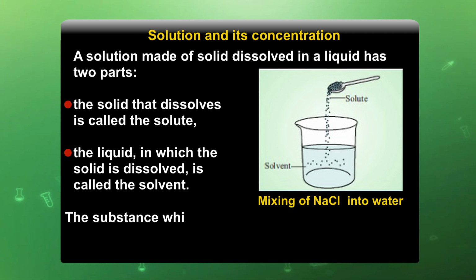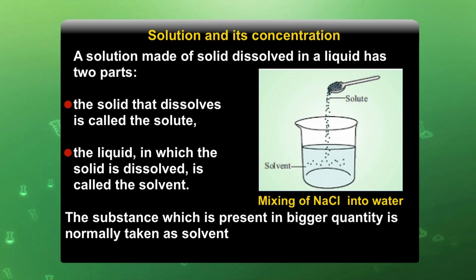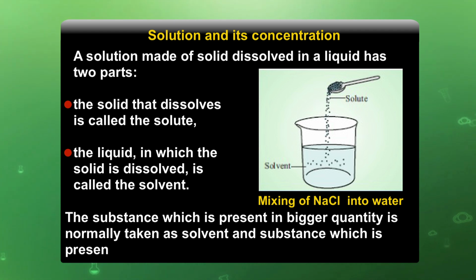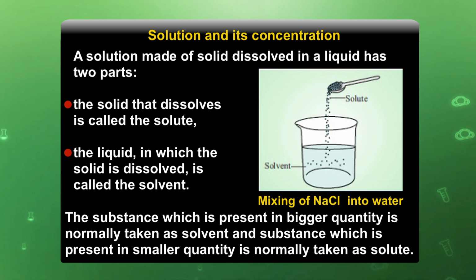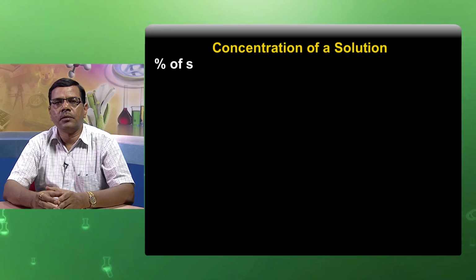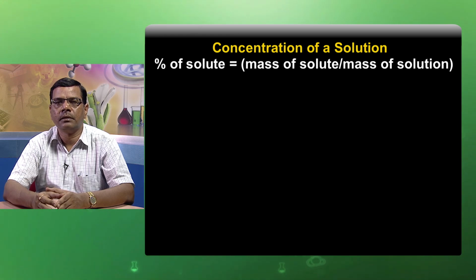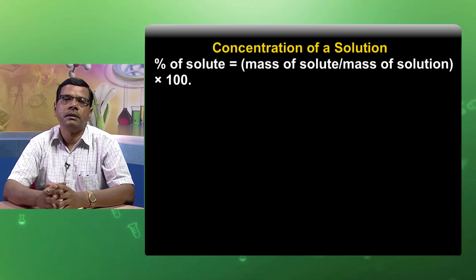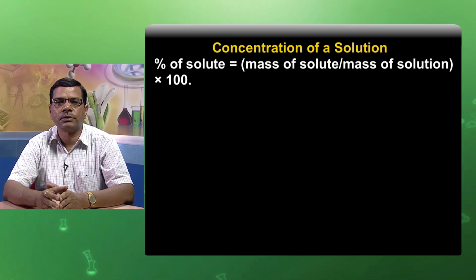The substance which is present in the bigger quantity is normally taken as the solvent, and the substance which is present in the smaller quantity is normally taken as the solute. Now, if we prepare a solution, we must also know the concentration of the solution and how it is represented. Generally, the percentage of solute is equal to the mass of solute divided by the mass of solution, multiplied by 100. That represents the concentration of a solution, known as percentage concentration.